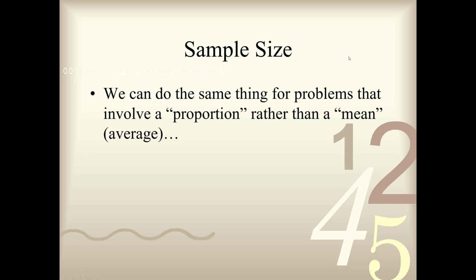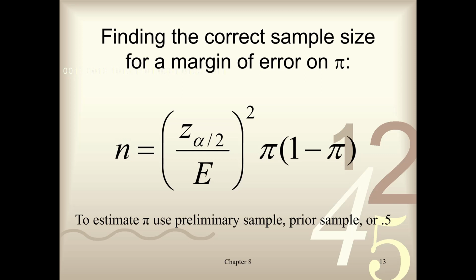Okay, we can do the same thing for problems that involve a proportion rather than a mean or average. Here's the equation for that, which it's great that Megastat is doing that for us. Just some notation. The population proportion, the symbol for that is pi, and the sample proportion is a small p. So pi for population proportion and small p for sample proportion.